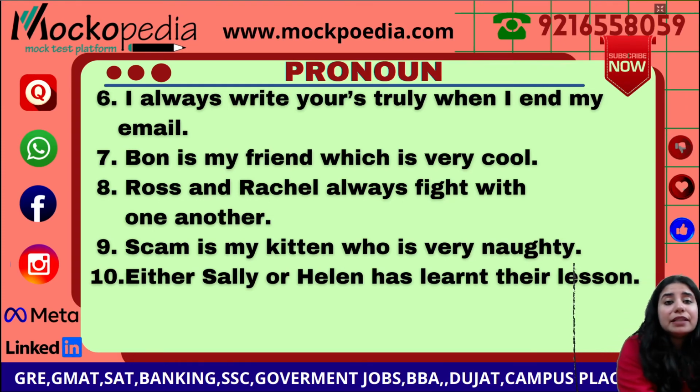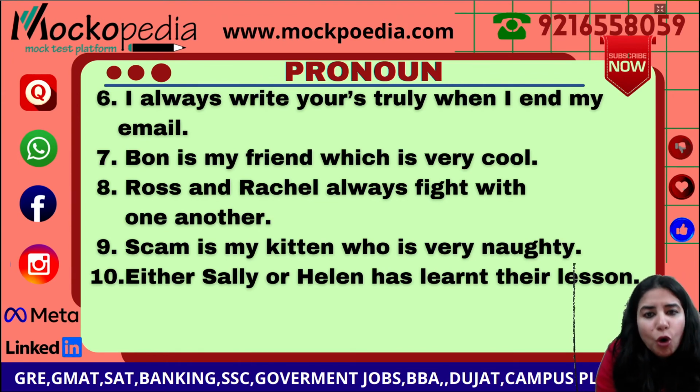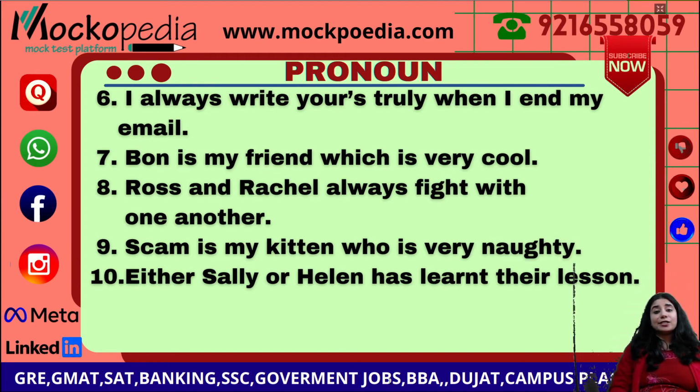Let me quickly repeat the answers before we change the slide. I always write yours truly when I end my email. There is going to be no apostrophe in sentence 6. Born is my friend who is very cool. So instead of which, we are going to use who. Ross and Rachel always fight with each other, not one another. Scam is my kitten, which is very naughty. Either Sally or Helen has learned her lesson. Right? So this is a quick and interesting way to revise the rules.